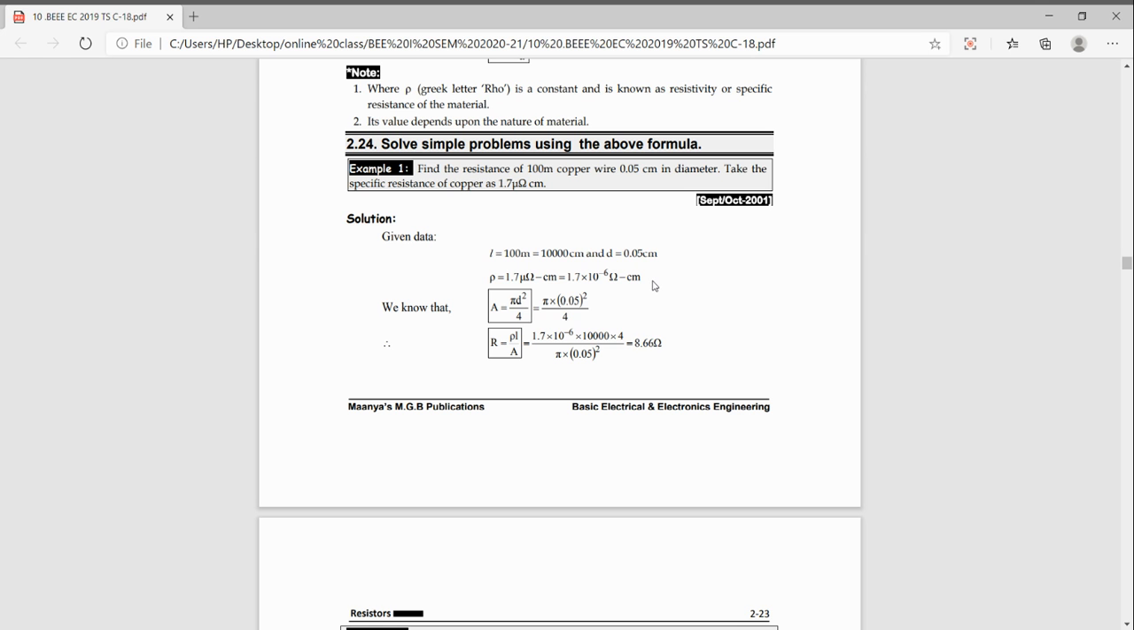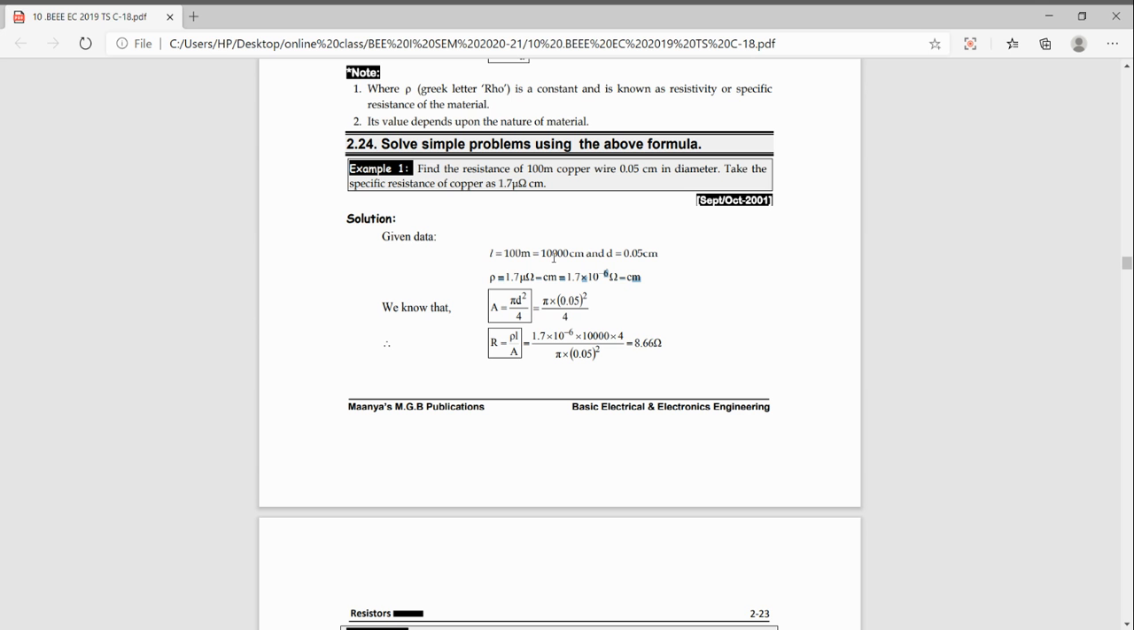So before solving, we have to convert all the measurements into a single unit. If we observe, length is in meters, diameter is in centimeters, and rho is in centimeters. So we have to convert all the readings into the same units so that we can calculate and get the correct answer. Here we are converting this 100 meters into centimeters, because the rest of the units are in centimeters only.